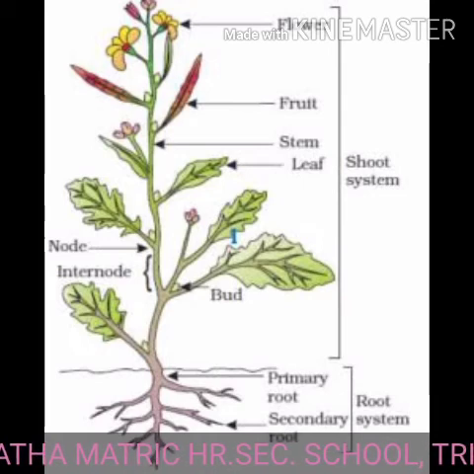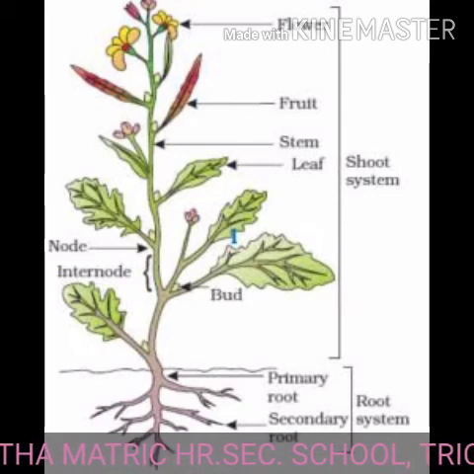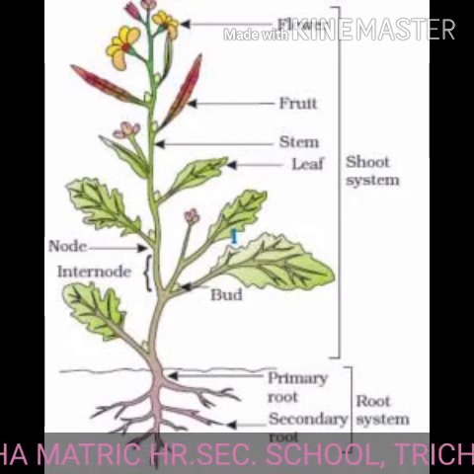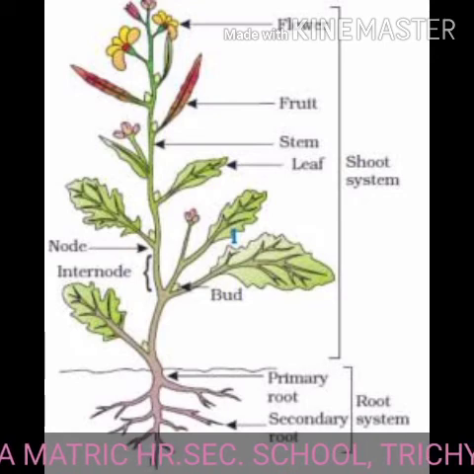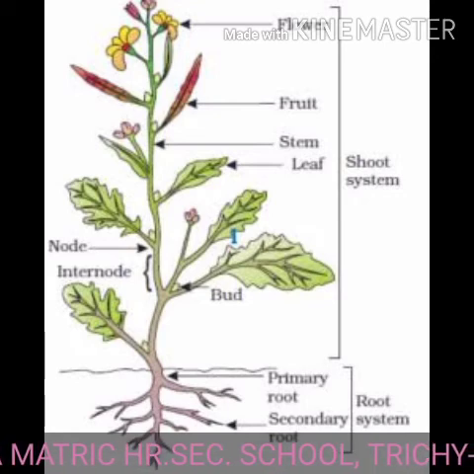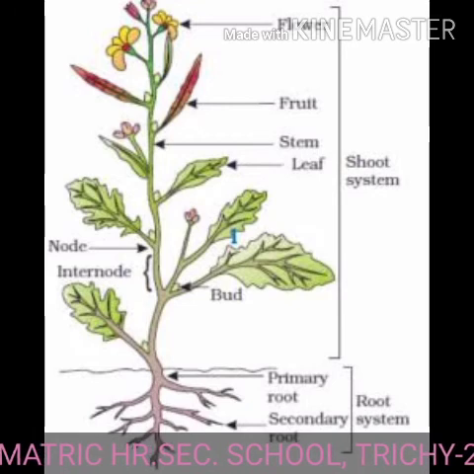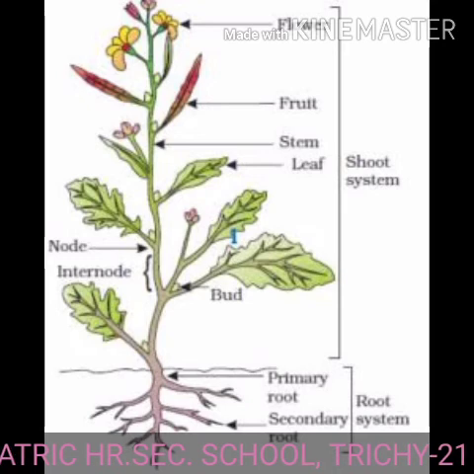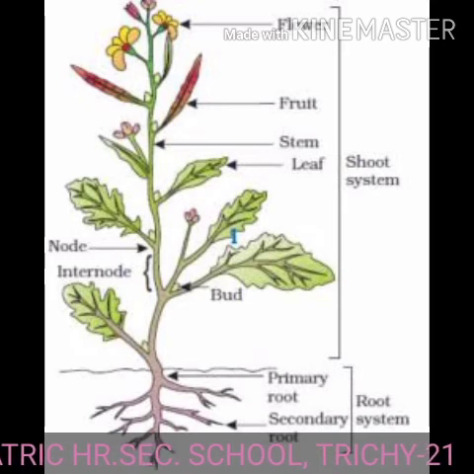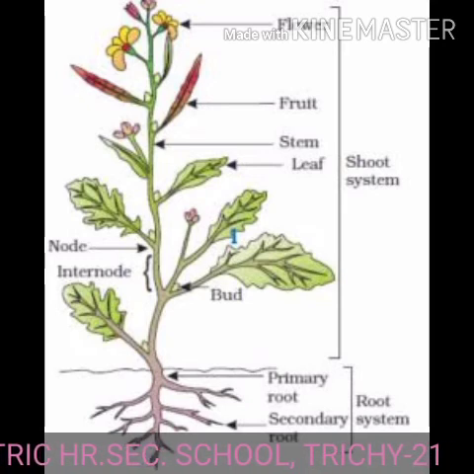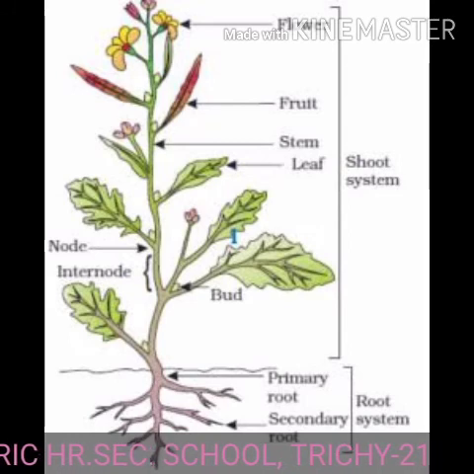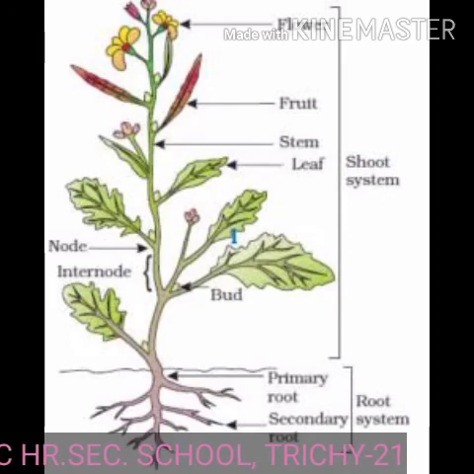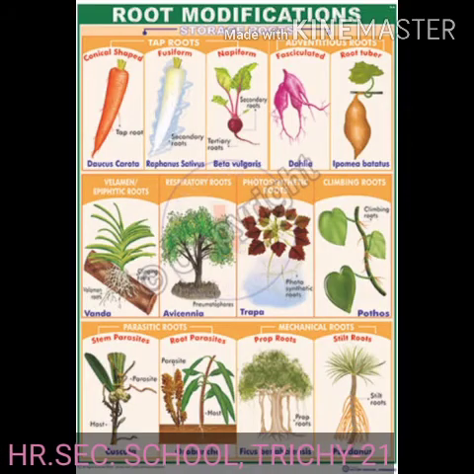Functions of roots. Root performs two kinds of functions, namely primary and secondary functions. Primary functions: absorb water and minerals from soil, and help to anchor the plant firmly in the soil. Secondary function: in some plants, root performs additional functions. These are called secondary functions. To perform additional functions, structure of roots are modified. Modifications of root.